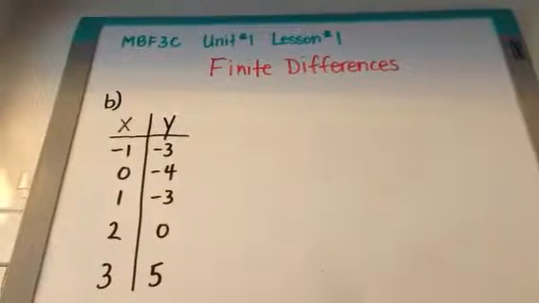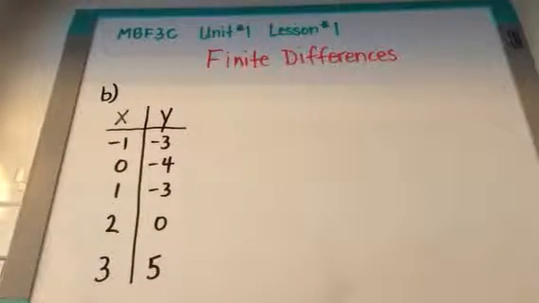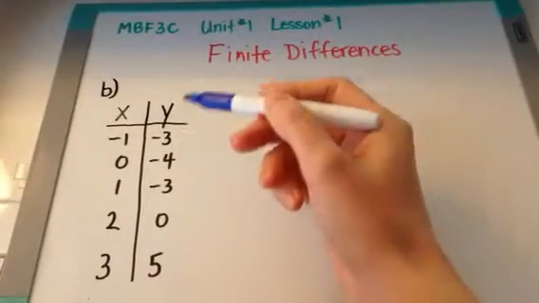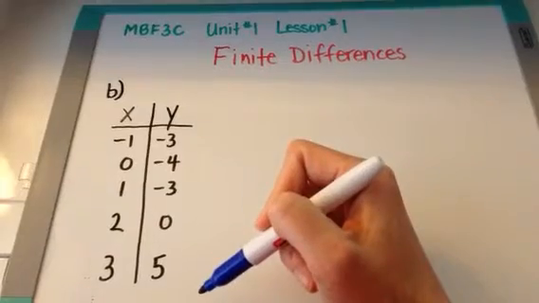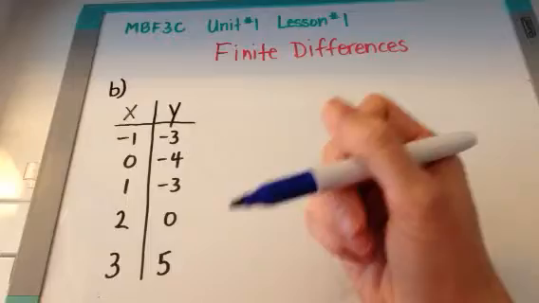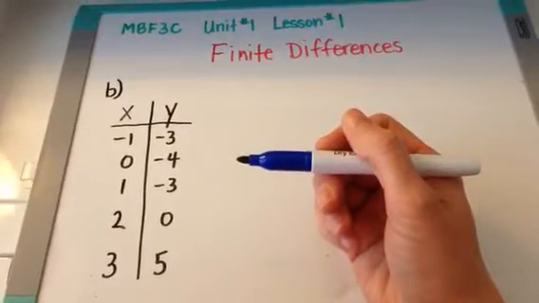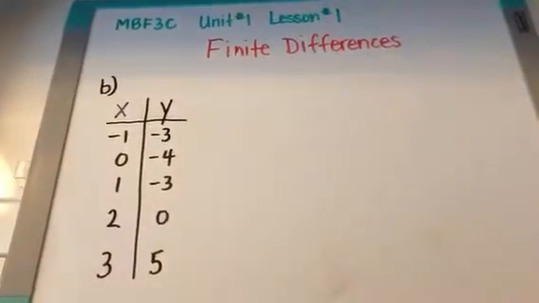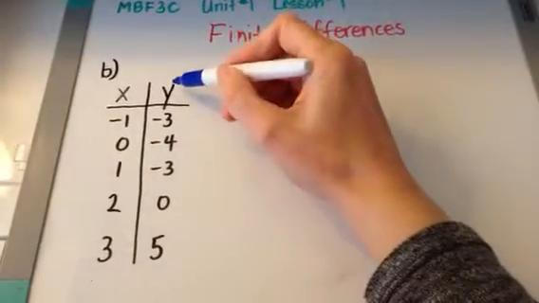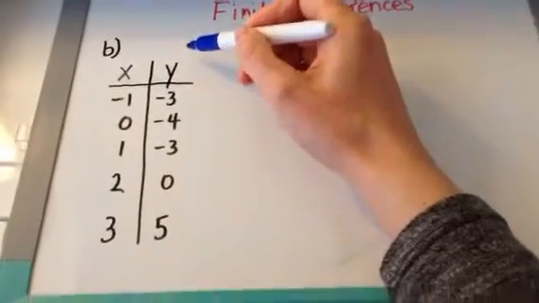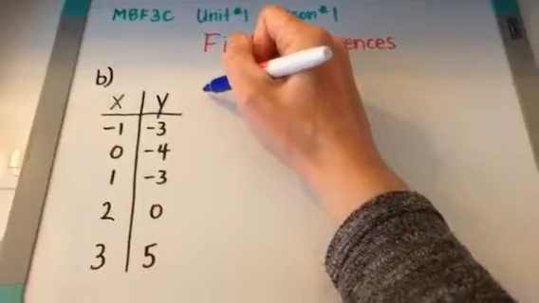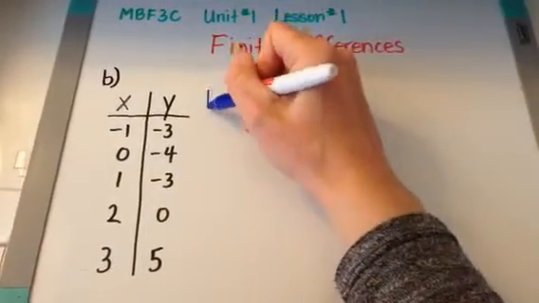Okay, this is Unit 1, Lesson 1, on how to complete finite differences. Finite differences are used when you have a table of values and you're trying to figure out whether you have a relation that is a linear relation or a quadratic relation or neither. To do finite differences, what you're doing is subtracting consecutive y values. So I'm going to show you how to do this by first completing your first difference.